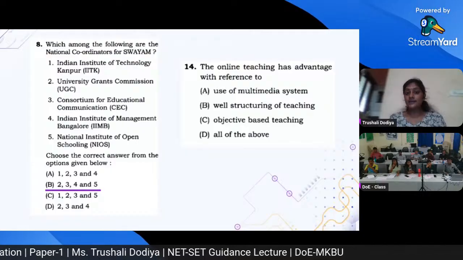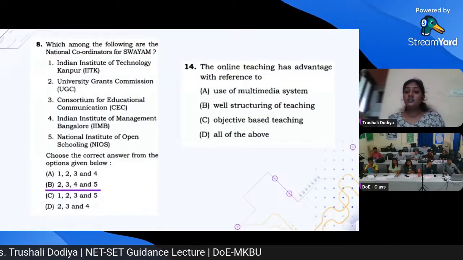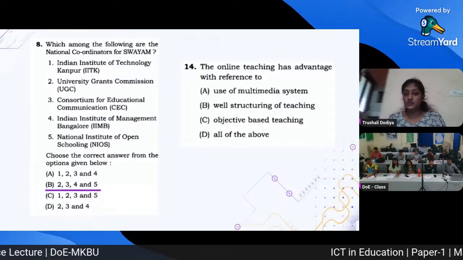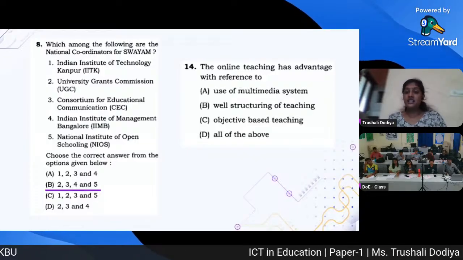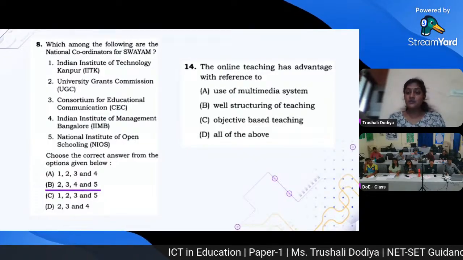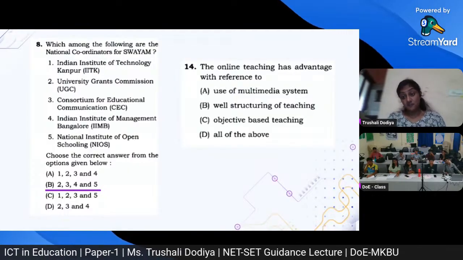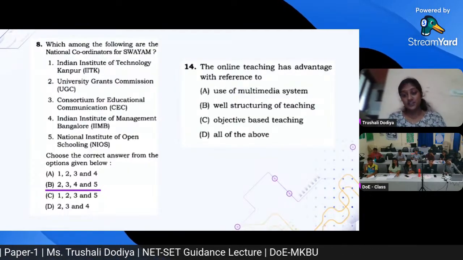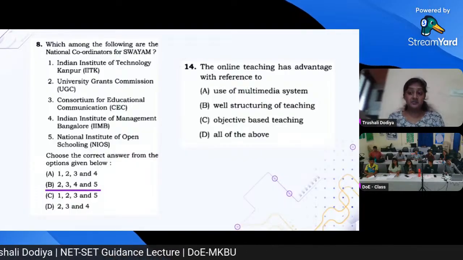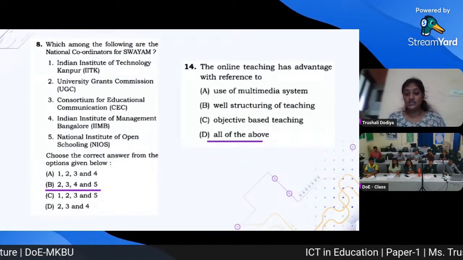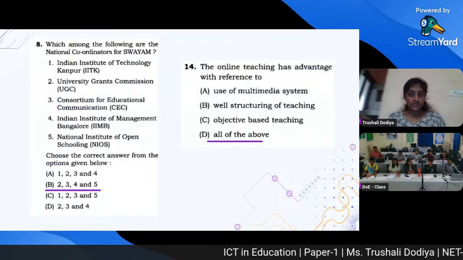They are all providing us Swayam. Then the next question: online teaching has what sort of advantage? Use of multimedia systems, of course, well-structured learning, of course, and objective-based teaching. So option D, all of the above, is right.